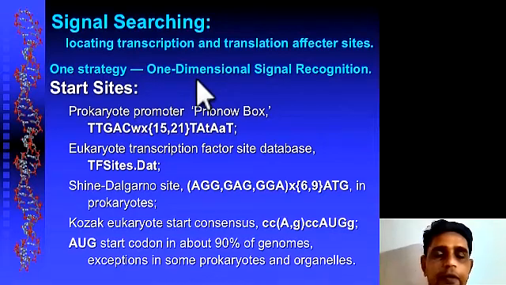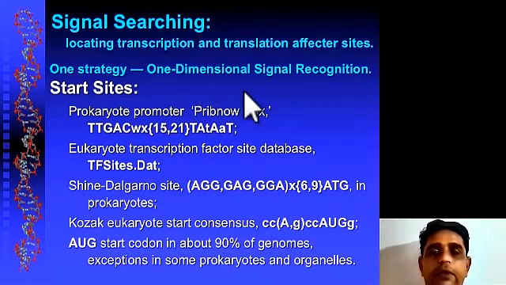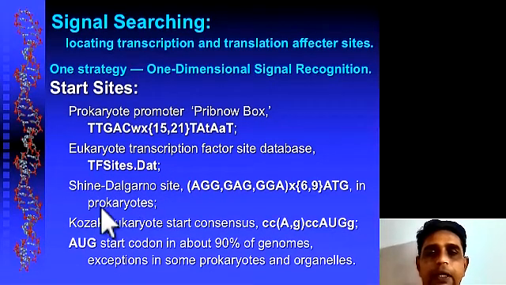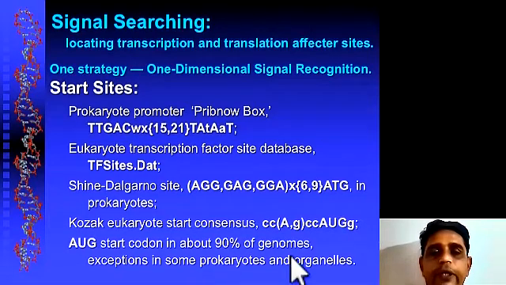Now, how do we identify the initiation start? As we have seen with the train, we can identify where the train is going depending upon the position of the engine. Similar to that, in signal searching we have the start sites. In prokaryotes, we have the prokaryotic promoter or Pribnow sequences. These kinds of sequences are present wherever the start initiation site is. In eukaryotes, there is a transcription factor binding site database, and depending upon that we can have the TF binding sites. We can also have the SD sites, the Kozak sequences, and the AUG start codon in 90% of the genome. The exception is some prokaryotes or organelles. So depending upon the presence of the promoter, the binding factor, the SD sites, the Kozak sequences, or the start codon, we can mark out the portion from which your gene is getting started.